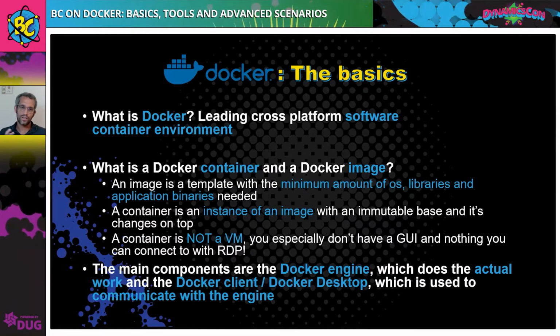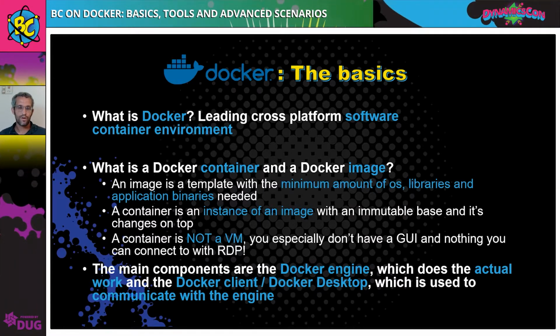And then we have a Docker container and a Docker image. The image is kind of the recipe for the container. It's a template. It has the minimum amount of operating system, libraries, and application binaries that are needed. And if I want to run an image, that is what we call a container. So it's an instance of the image. It has an immutable base. I can't change the things in the image, but I can put changes on top of it.